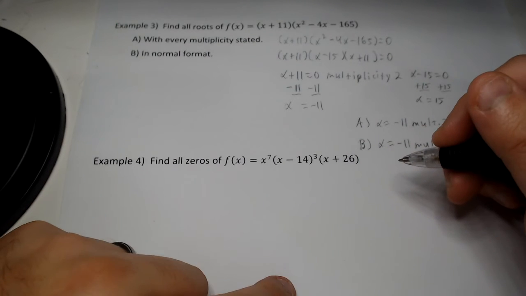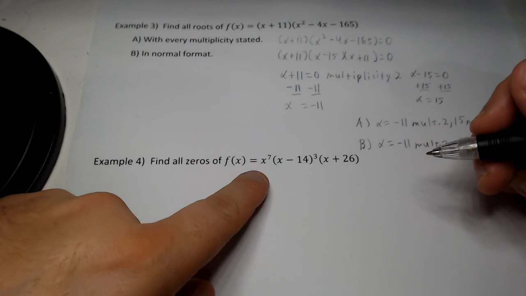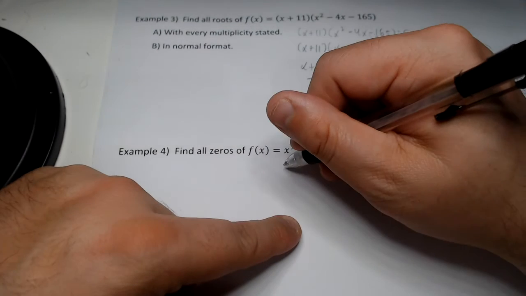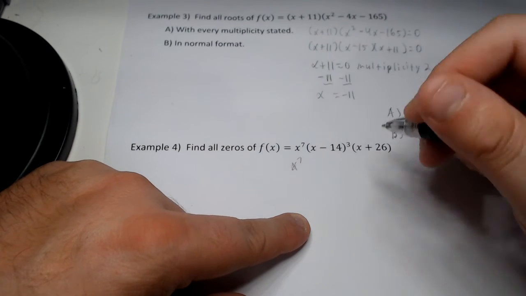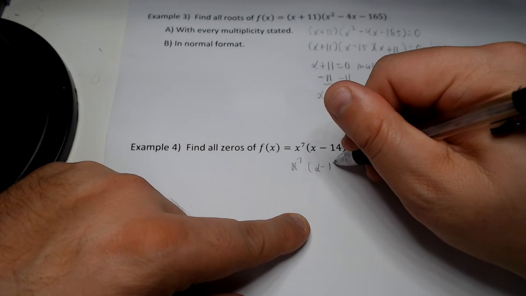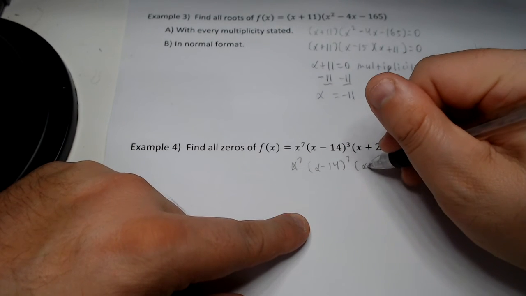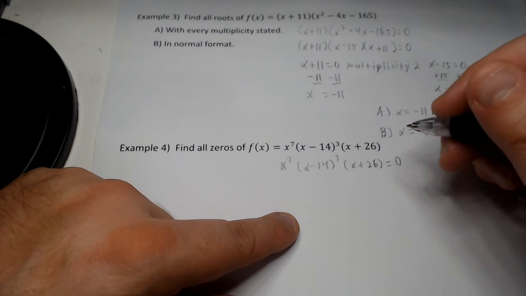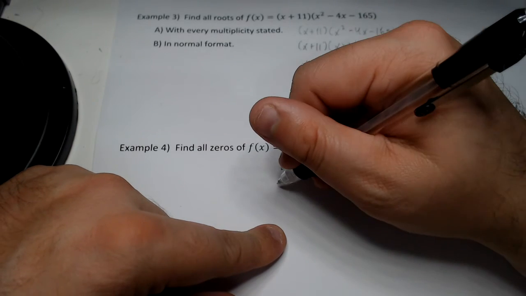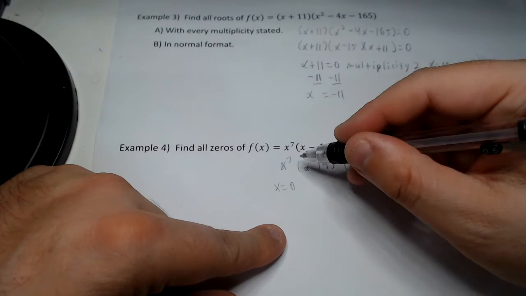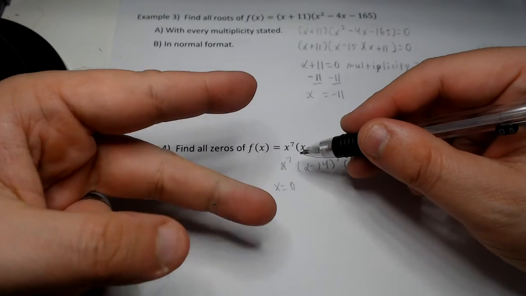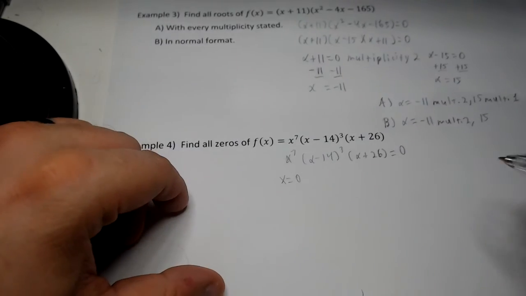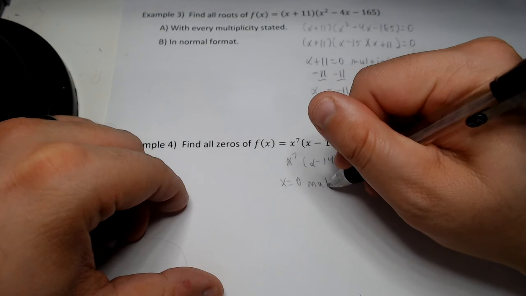Okay, and then here's another one. Find all zeros of x to the 7th times x minus 14 cubed times x plus 26. So this would be x to the 7th times x minus 14 cubed times x plus 26 equals 0. So I could describe this as x equals 0 multiplicity 7, because that'd be x equals 0 seven times. Okay, so that's multiplicity 7.